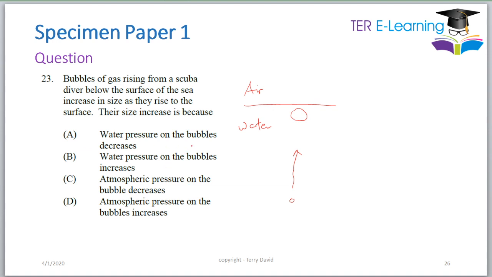So let's look at the answers. Water pressure on the bubbles decreases. Yeah, that's true. As you move up, there's less water pressure on top of the bubble. So that's true. Water pressure on the bubble increases. Now that's wrong. Atmospheric pressure on the bubble decreases. Nope, because atmospheric pressure, which is the pressure acting here, stays the same. Right? So atmospheric pressure remains constant in this particular scenario. So the answer has to be E, the water pressure on the bubble decreases. Alright?